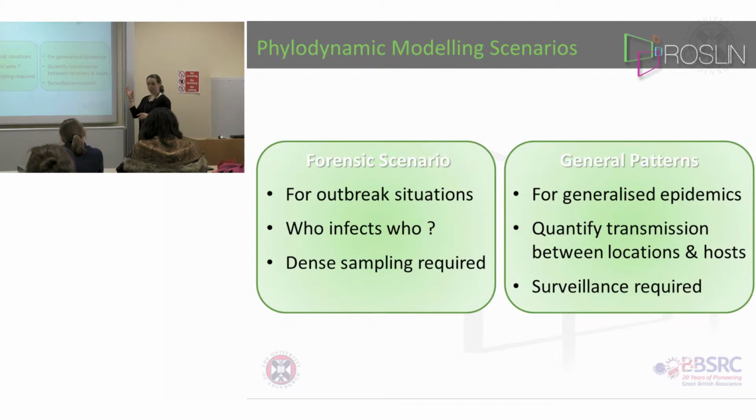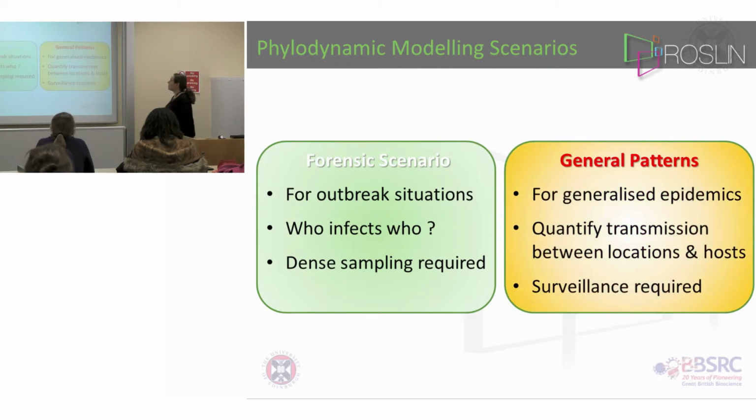However, there's another way you can use it as well. Instead of looking for exactly which individual infected which individual, you can look for generalized patterns. And here, this is where you're trying to quantify the overall transmission rates between locations and between hosts. And here you don't need to have quite so dense sampling. This is more for the situation of general surveillance.